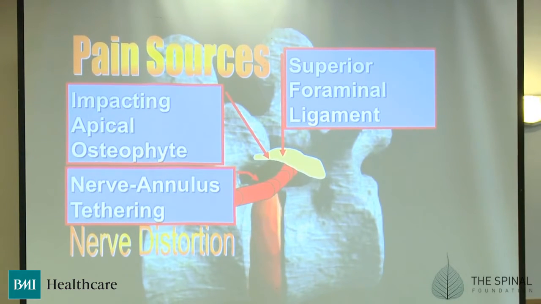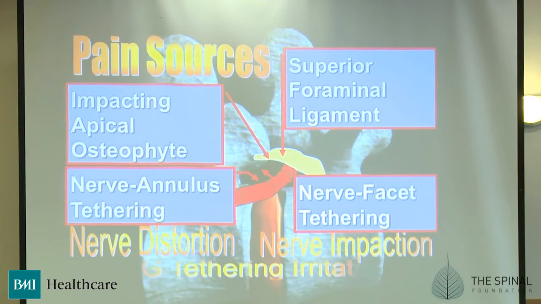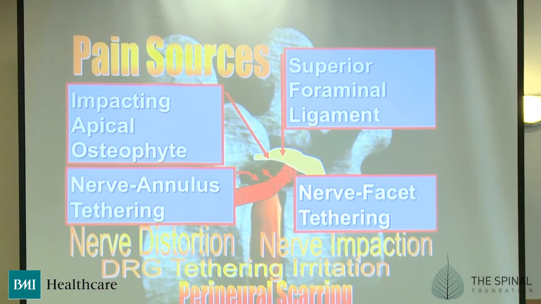So nerve distortion by the underlying disc will be a cause of pain. Then we have the facet joint nerve tethering and impaction. So you've got this double whammy going on. The dorsal root ganglion becomes irritated, and we then make it worse by doing surgery nearby and adding to the overall scarring.